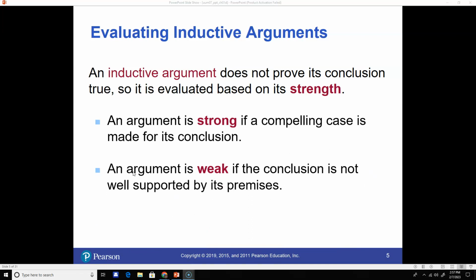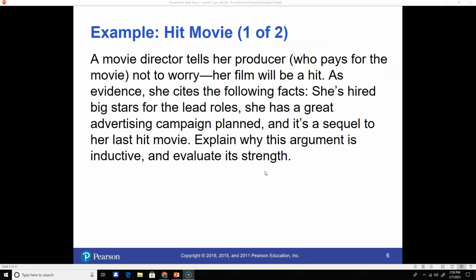People try to make arguments like this fairly often, so it's good to try to get an understanding of when their premises are not so good or not that well related to the general conclusion that they're attempting to make. Okay, so let's look at this example.